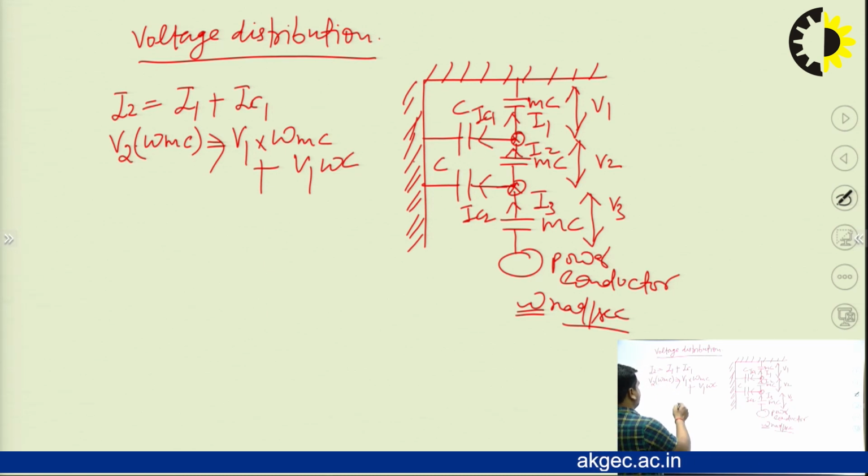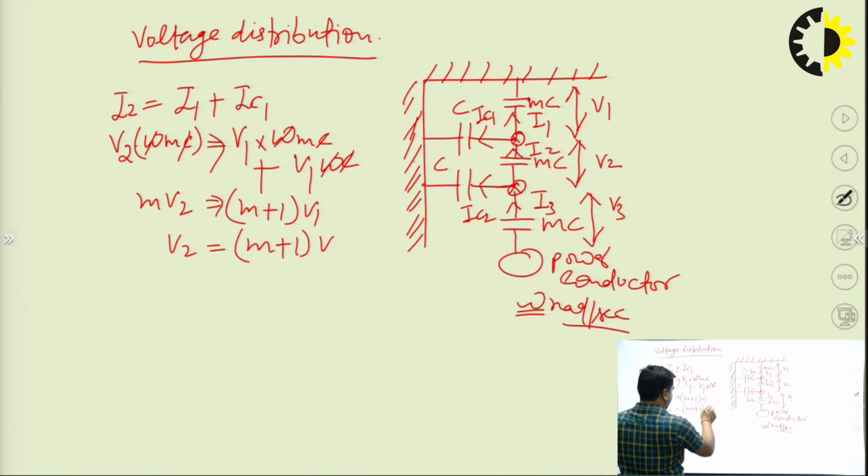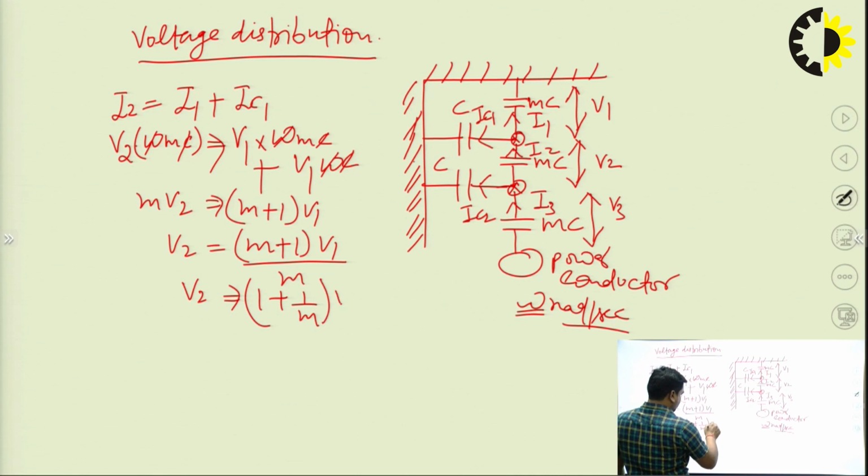Okay. So here, as we can see, omega is cancelled and C also cancels. So it becomes M V2 equal to (M plus 1) V1. So we have V2 equal to (M plus 1) V1 upon M. The value of M is greater than 1 and it is positive. So here we can see that V2 is going to be (1 plus 1 upon M) into V1.